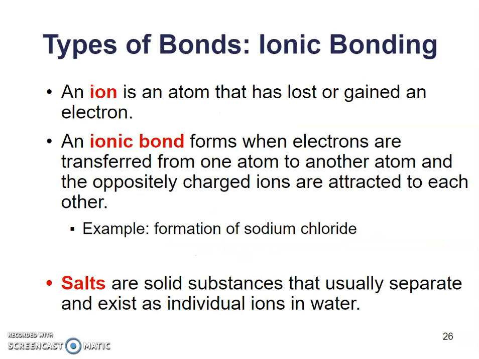There are 2 types of bonding. The first is ionic bonding. An ion is an atom that has lost or gained an electron. An ionic bond forms when electrons are transferred from one atom to another atom, and their oppositely charged ions are attracted to each other. An example of this would be sodium chloride. Salts are solid substances that usually separate and exist as individual ions in water.